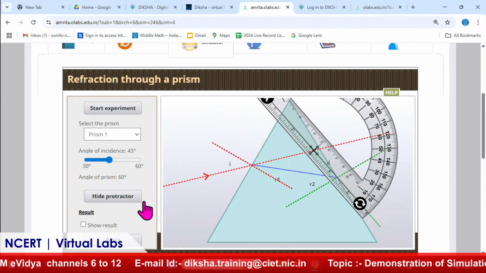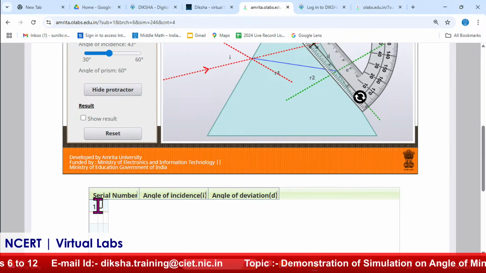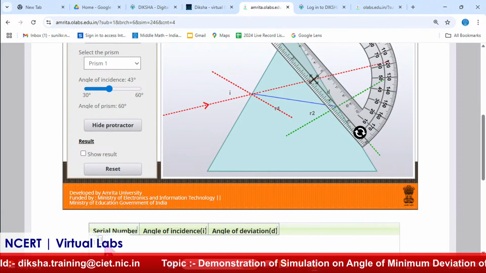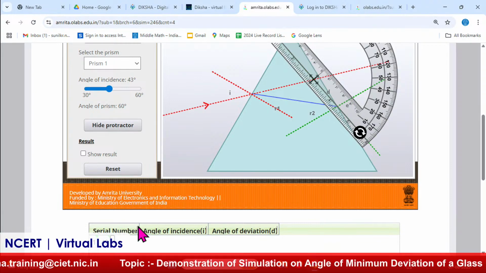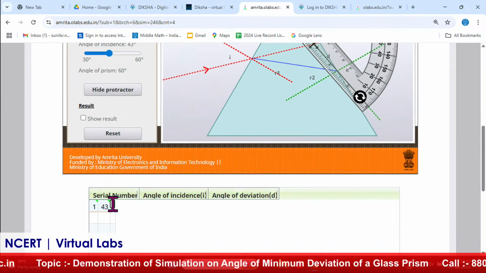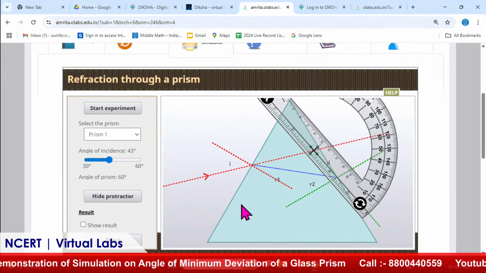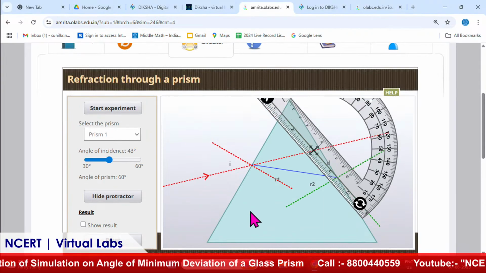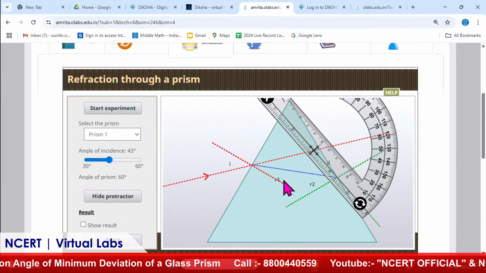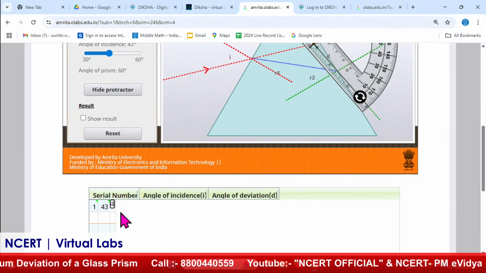Okay. So, I will write this reading over here. Serial number 1, the angle of incidence comes out to be 43 degrees, I will write it here, 43 degrees. Then for the angle of deviation, because we are calculating I and angle of deviation, because we have to plot the graph between I and D and calculate the minimum deviation. And here you will see it comes out to be, I think, 62. This is our first reading.